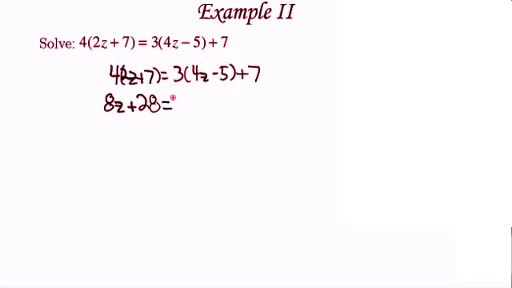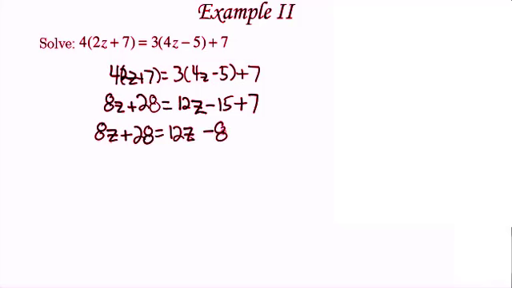On the right side, I have 3 times 4z. That will give me 12z. 3 times negative 5 is going to give me negative 15. And then I also have a 7 there. And just to make this a little bit simpler, I'm going to combine these two numerical terms. So I'll have 8z plus 28 equals 12z minus 8.